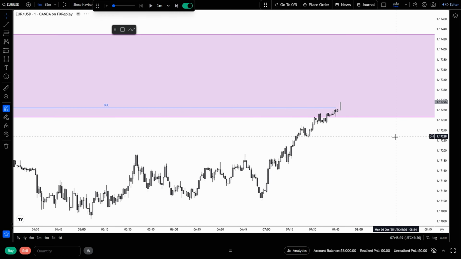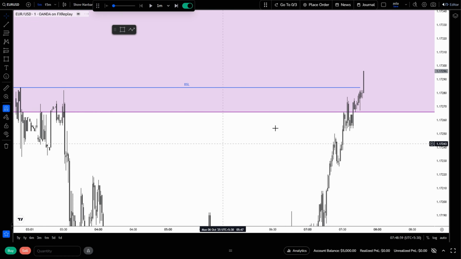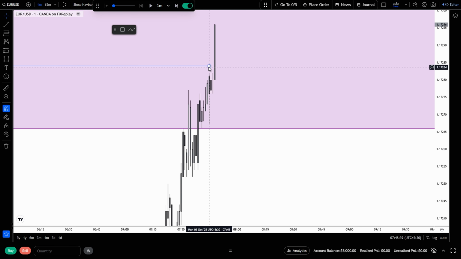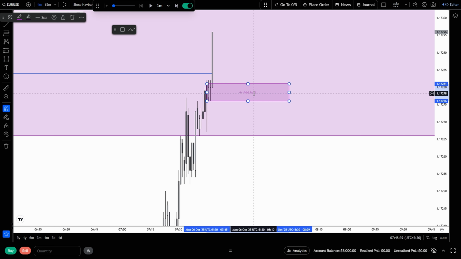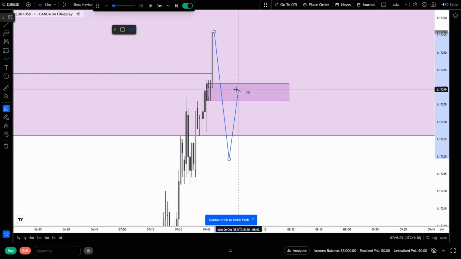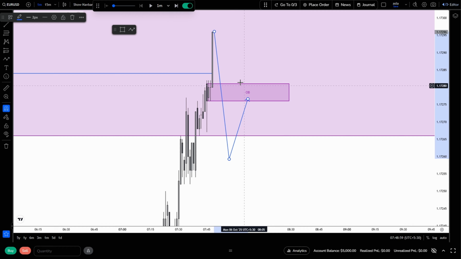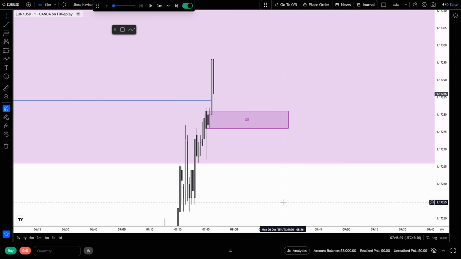Now we move down to the lower time frame, for example, the 1-minute chart. Here, just before the liquidity sweep, you can see that price had formed a bullish order block. What we want in this situation is simple. Because our bias is bearish, we want price to displace through this bullish order block to the downside. Now let's see what actually happens.